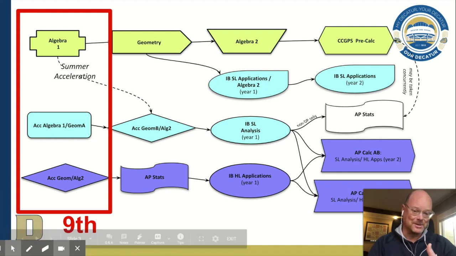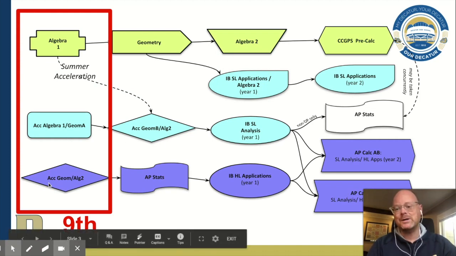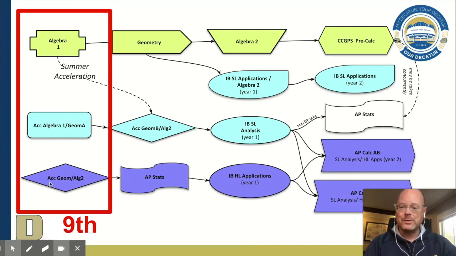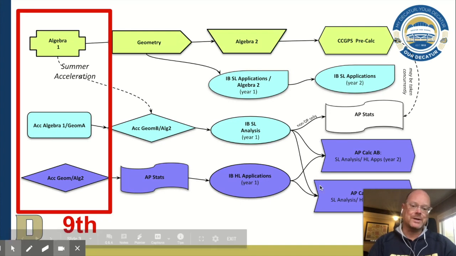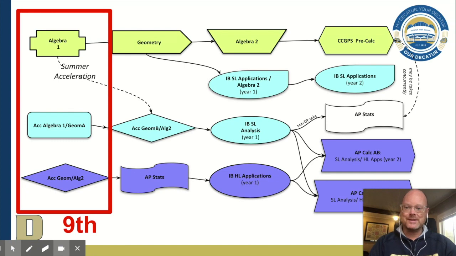If you are on this purple track and you are taking accelerated geometry as a 9th grader, then your sophomore year, most of those students take AP Statistics, and your junior year and senior year will finish off with HL applications, and you'll have the same choice of AP Calculus class. All right, stay tuned because here are some other math teachers that are going to tell you a little bit about what next year's math classes are going to look like.